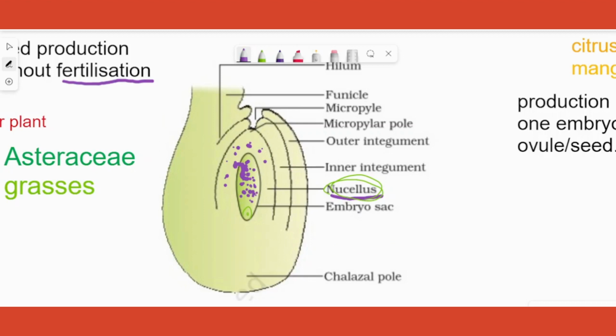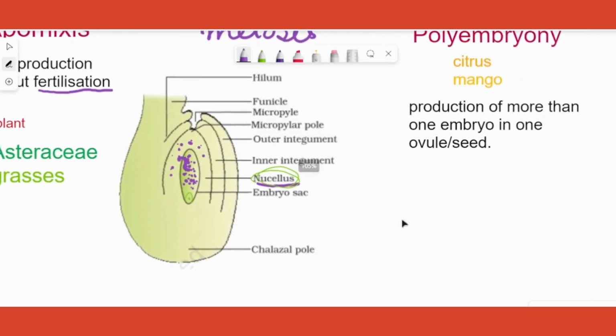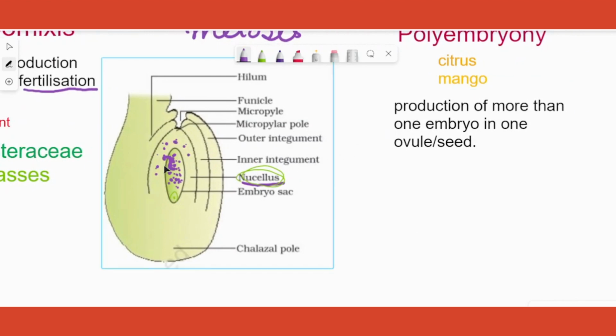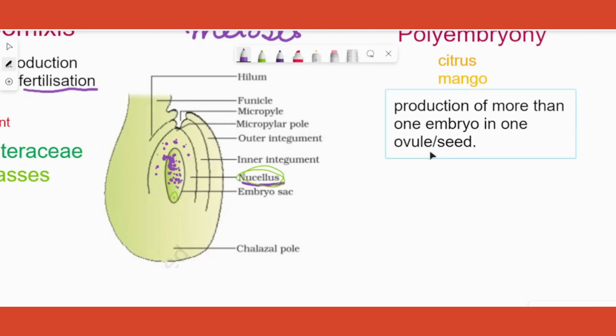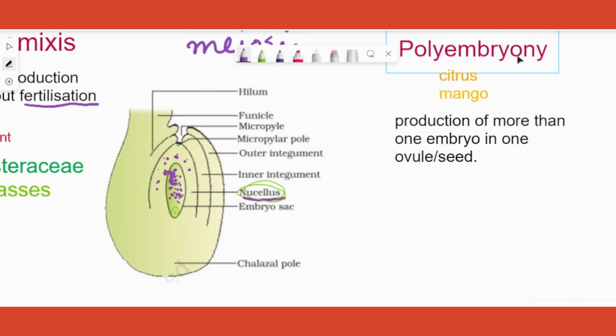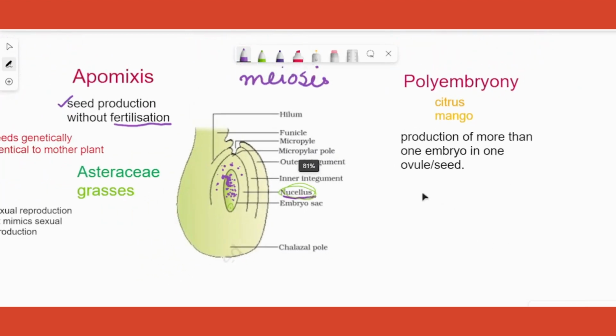Alright. Therefore, what will happen? It will result in production of, and what will these cells become? All of them will become embryos, and therefore inside the ovule there will be so many embryos being produced, and that is called polyembryony, and that is the second method of production of apomictic seeds.